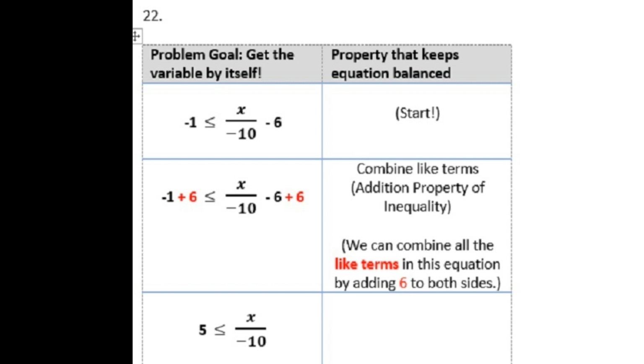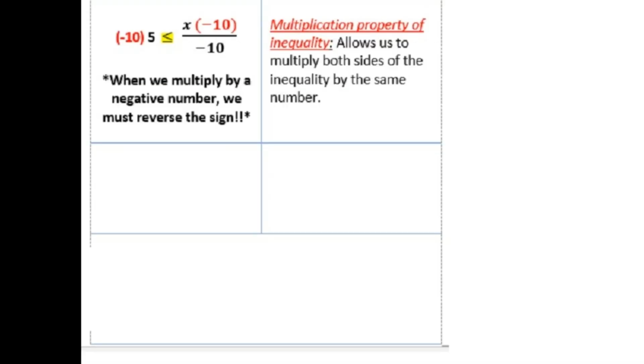Now here comes the good part. This is where we have to multiply both sides by negative 10. And right here, with the multiplication property of inequality, that's where we have to reverse the sign. So that becomes negative 50 is greater than x. And if I turn it around so I can graph it, it's x is less than negative 50.